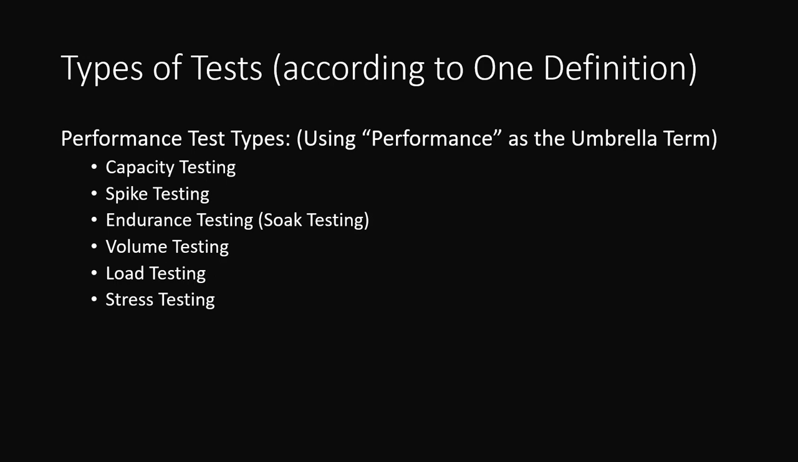Accordingly, there are different types of tests. If we call everything a performance test, you can use performance as the umbrella term. There are types of tests like capacity testing, spike testing, endurance testing, which is also called soak testing, volume testing, which is more concerned with large amounts of data in the database, load testing, and stress testing. And there are many more. This is just a representative list.